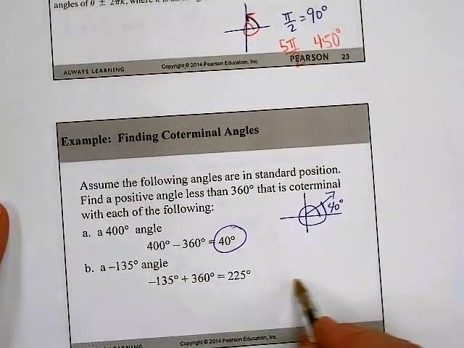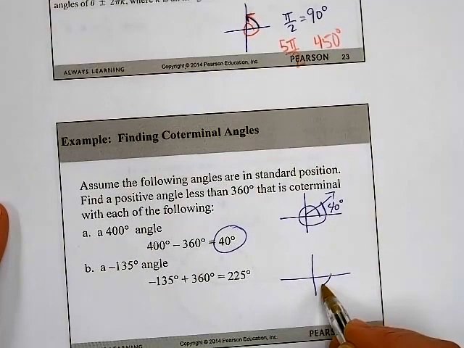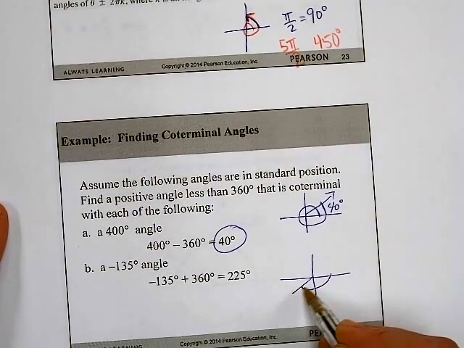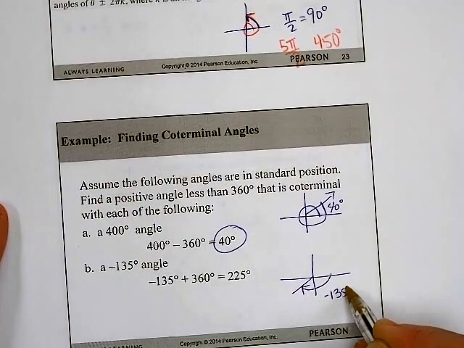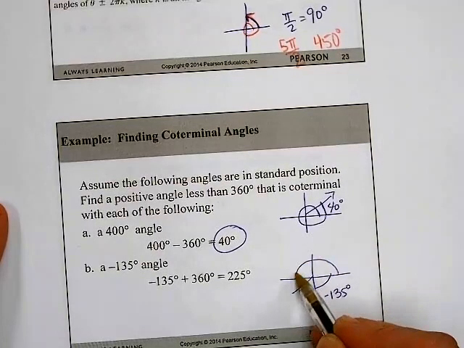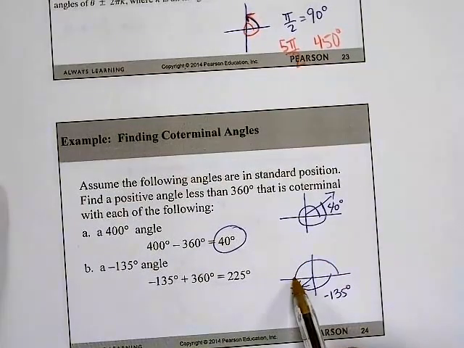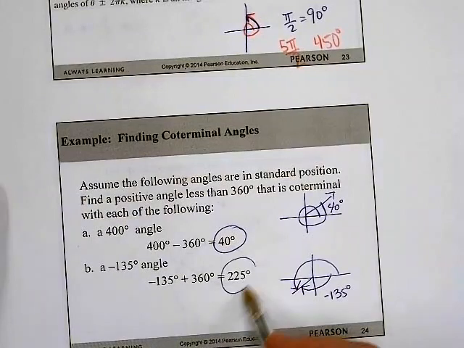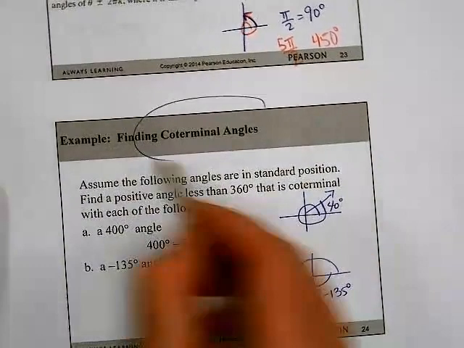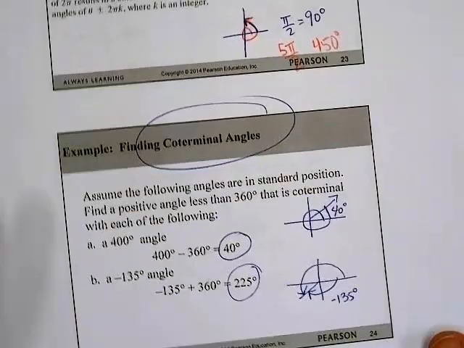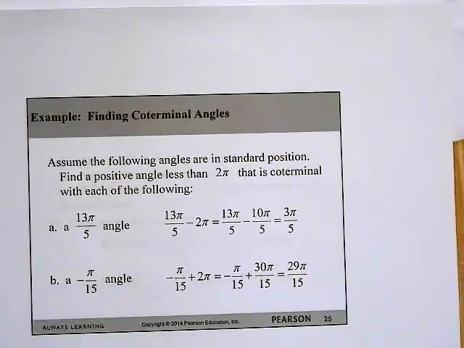Negative 135. If you go negative 135, there's negative 90, negative 45 more. There you are, negative 135. What is the angle going this direction? So how far would you have to go? You'd have to go 180 and 45 more, and that would bring you to 225. That's what coterminal means, what angle in standard position would end at the same spot.